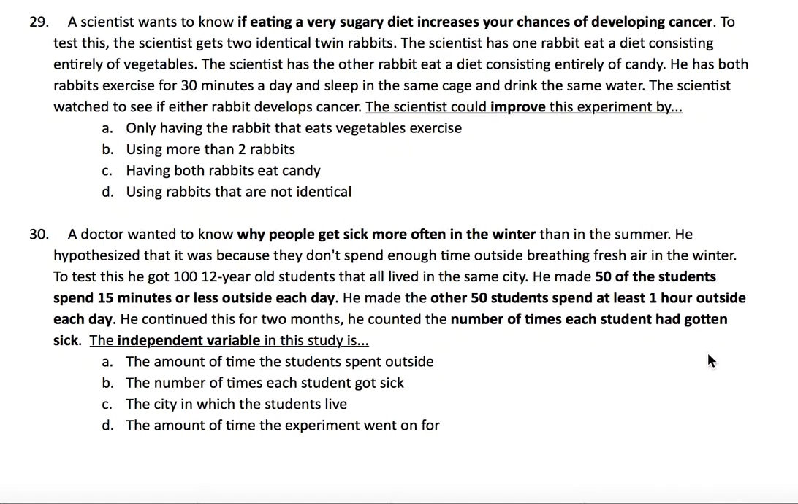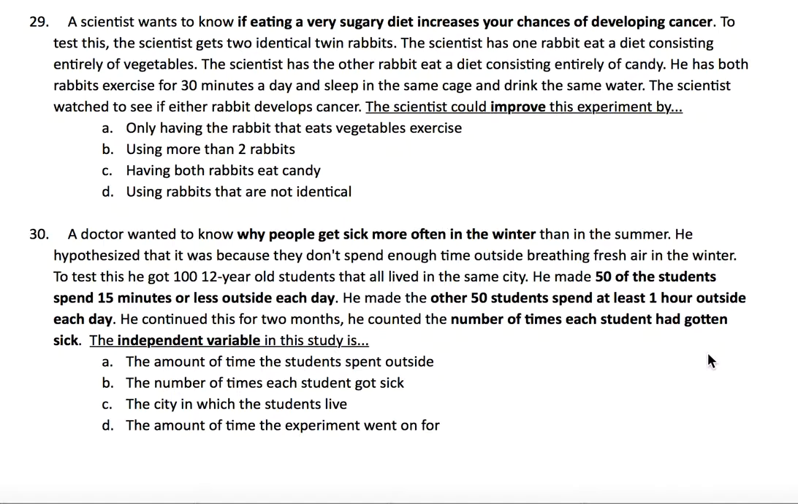Question 29. A scientist wants to know if eating a very sugary diet increases your chances of developing cancer. To test this, the scientist gets 2 identical twin rabbits. The scientist has one rabbit eat a diet consisting entirely of vegetables. The scientist has the other rabbit eat a diet consisting entirely of candy. He has both rabbits exercise for 30 minutes a day and sleep in the same cage and drink the same water. The scientist watched to see if either rabbit develops cancer.